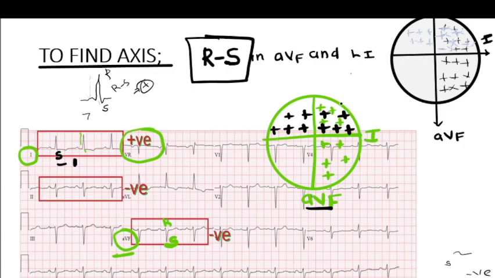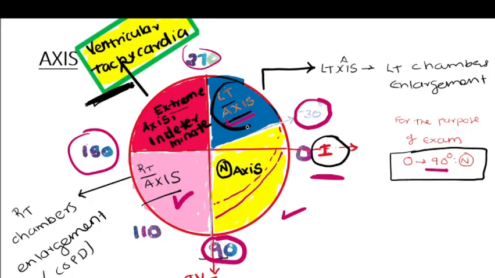So from this figure it is clear for you which area is common. It is the area between 270 degree and 0 degree. Which axis is this? The left upper part. This is left axis deviation.